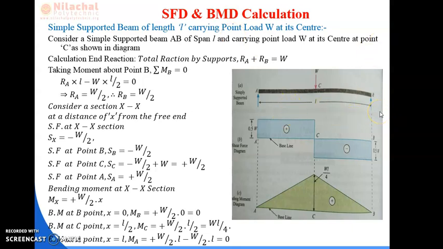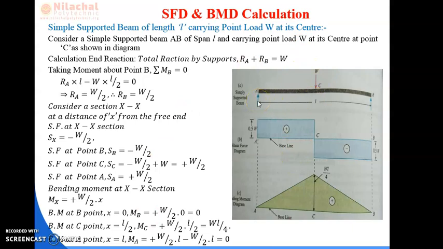Now before that we have to take the moment from either the A end or the B end. I am taking the bending moment about point B. So for the equilibrium of the beam, the summation of moments at point B should be equal to 0. So summation of MB is equal to 0. Upward force is positive, downward force is negative.